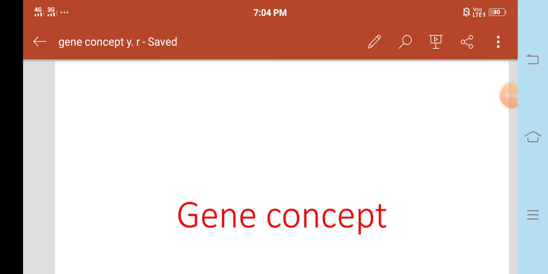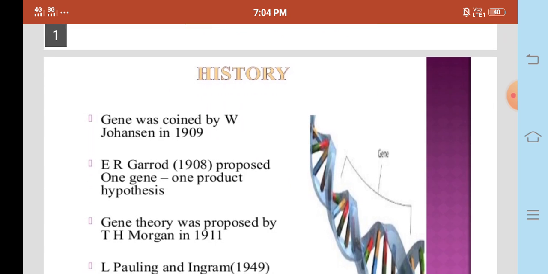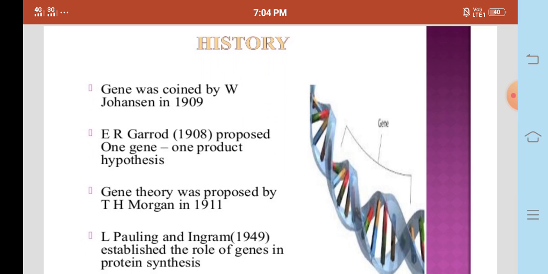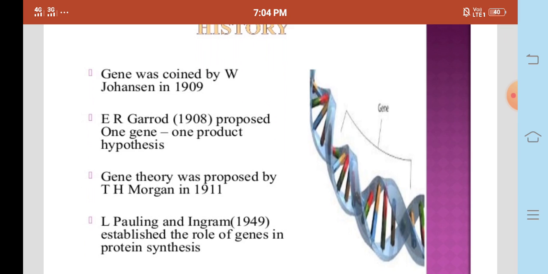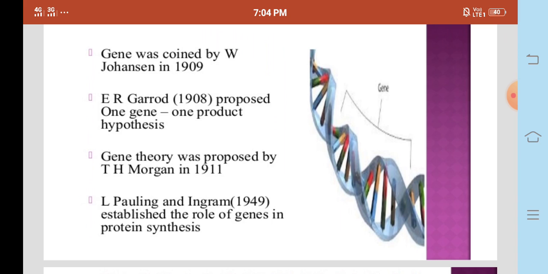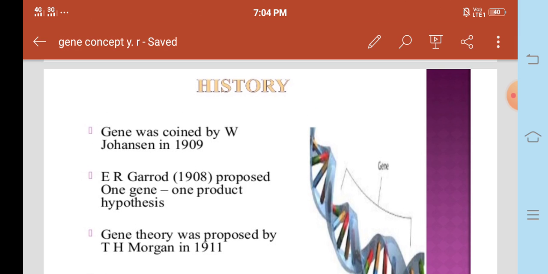Today we are going to discuss the gene concept. History of the gene concept: the term gene was coined by W. Johnson in 1909. In 1908 he proposed the one gene, one product hypothesis. Gene theory was proposed by T.H. Morgan in 1911. L. Pauling and Ingram in 1949 established the role of genes in protein synthesis. This is the history of the gene concept.